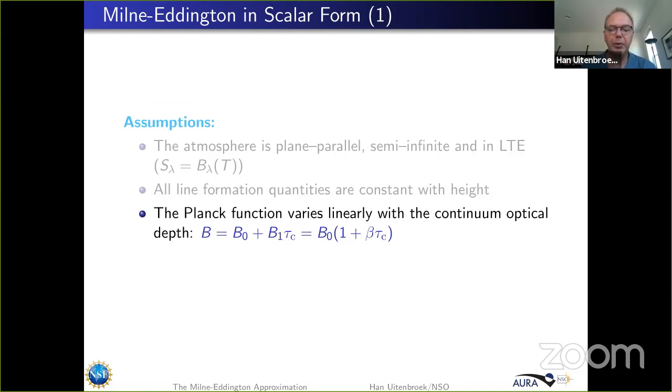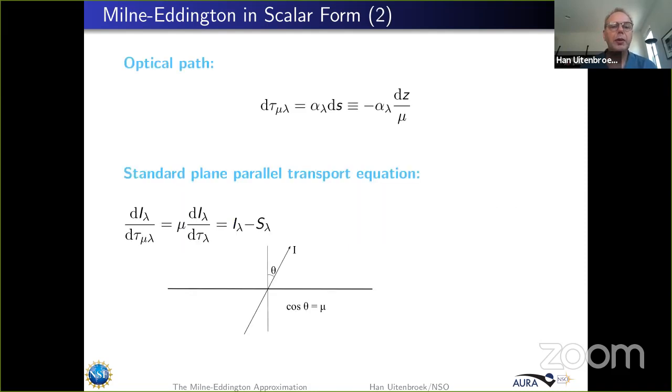And we can bring out the B0, and the beta is then B1 over B0. Now, let us recall the equation of radiative transfer in a semi-infinite plane parallel atmosphere. It can be written in this way, with the optical depth defined in this way, where alpha is the absorption coefficient. And since, to remind you, optical depth runs opposite to the height scale, it introduces a minus sign.